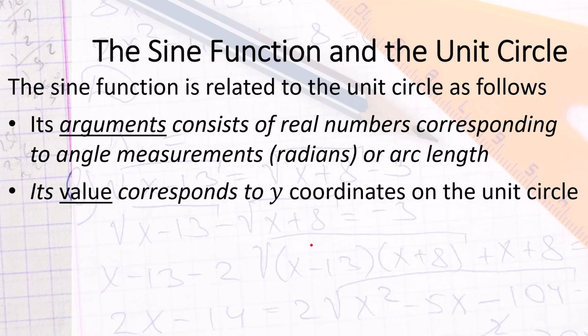What else can we say about this? Well, the sine function is related to the unit circle as follows. Its arguments will consist of the angle measurements associated with the unit circle or the corresponding arc length, and its value always is going to be the y coordinate on the unit circle, which once again explains why it will never get higher than 1, it will never get lower than -1. Okay, so that's the sine function.